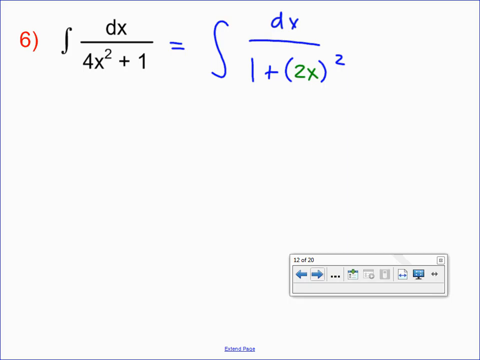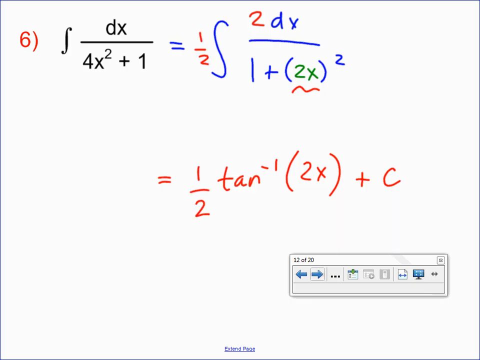And now this looks just like inverse tangent, so long as I can provide for the derivative of the argument. In this case, what's the derivative of the argument? Well, the derivative of the argument, 2x, would be a 2. And if I had this, this would go straight to inverse tangent of 2x closed input plus c. But I didn't have the 2, so what do I need to include? A 1/2. And now we're complete. Nice work.